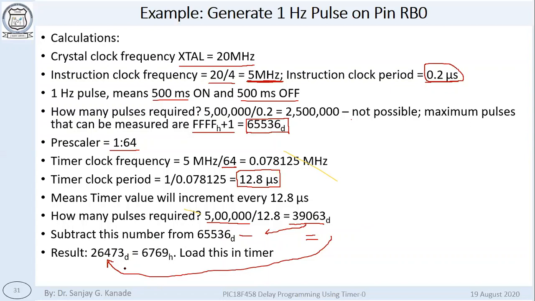Just to make writing the program simpler, because we are going to write this number in the HL pair, TMR0H and TMR0L, that's why we need the hexadecimal value. So we convert this, and it comes out to be 6769 hexadecimal. This value will be loaded in the timer. Okay, this is one important calculation.